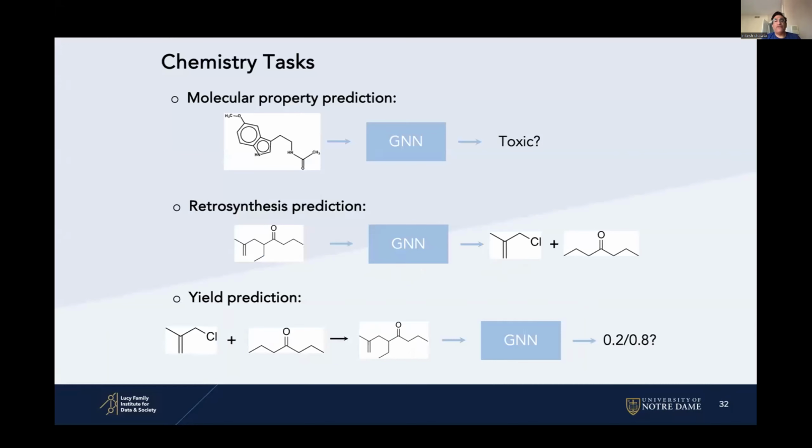Some of the tasks that one may be interested in: I could be interested in predicting toxicity, which is a property of a molecule. I could be interested in synthesis, what kind of synthesis. I could be interested in yield. Even if I know these two molecules come together to generate an end product, it's not just knowing that I can create an end product. It also is, what is the yield of this end product? How much of that product have I created at the end?